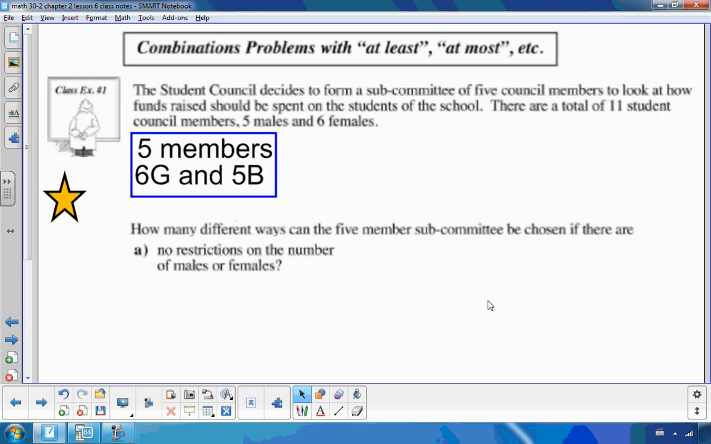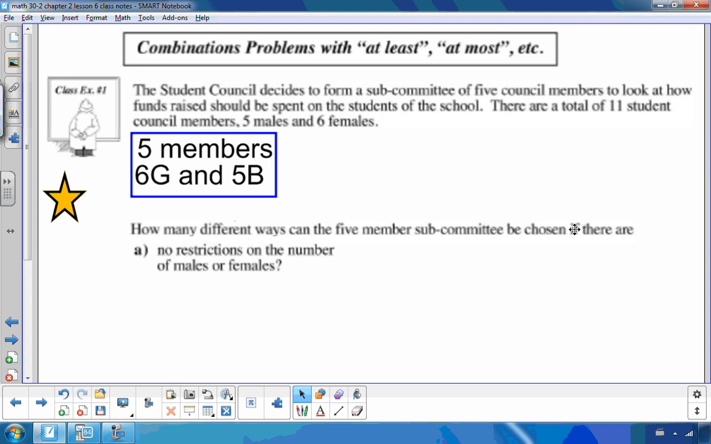So let's just jump into an example here. Let's say we have a student council and they want to form a subcommittee with 5 members. There's a total of 11 student council members. 5 of them are males, 6 of them are females. So we want to know how many different 5-member subcommittees can be chosen.